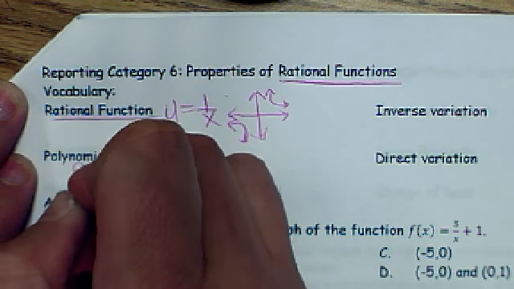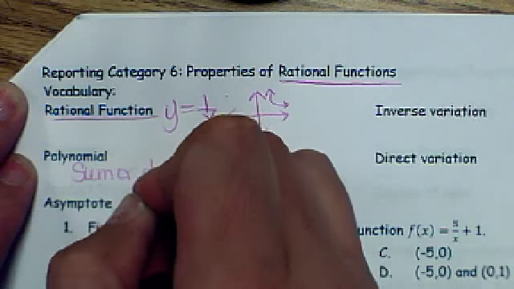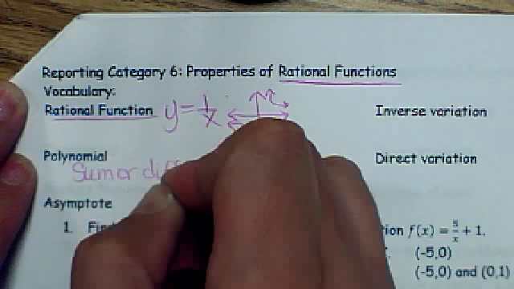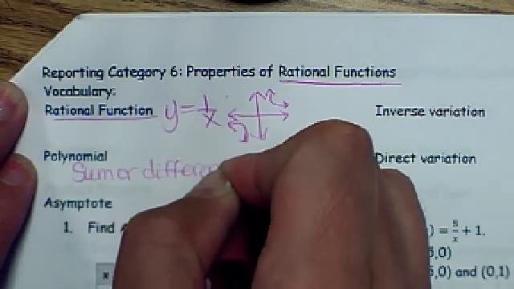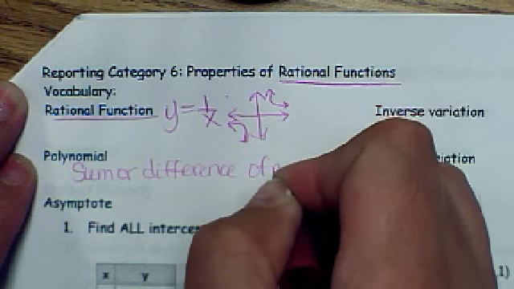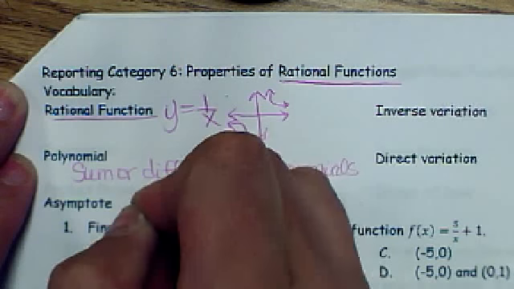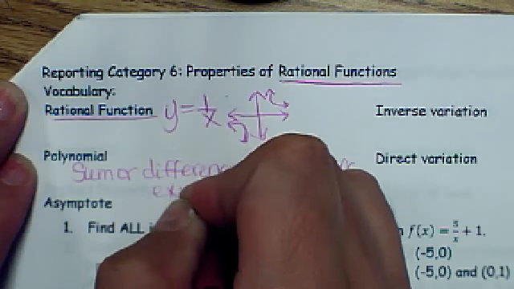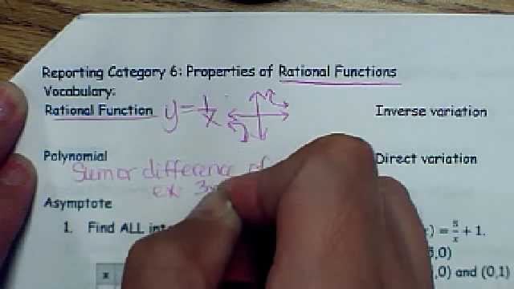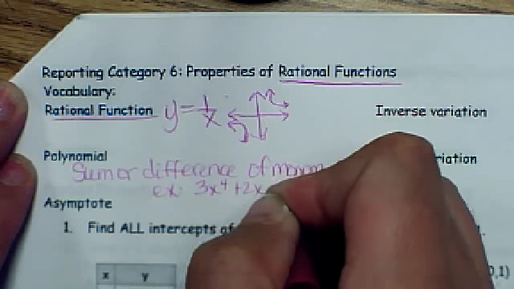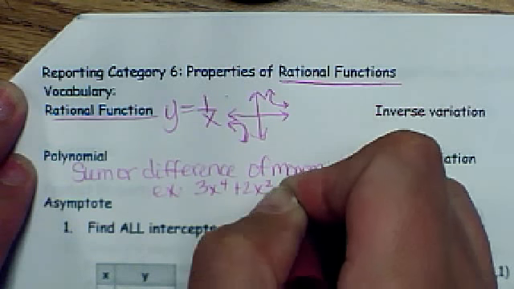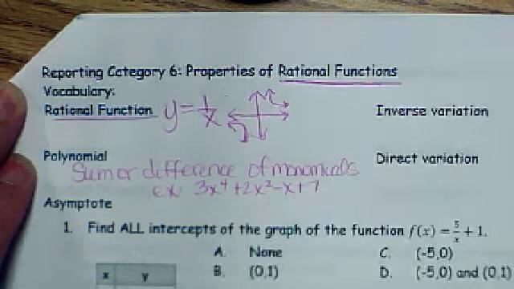A polynomial is the sum or difference of monomials. An example of a polynomial would be like 3x to the 4th plus 2x squared minus x plus 7. That's a polynomial.